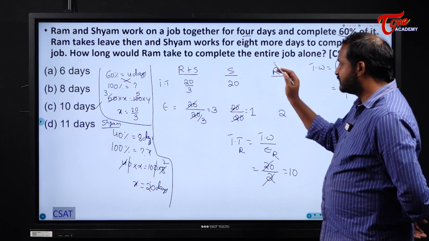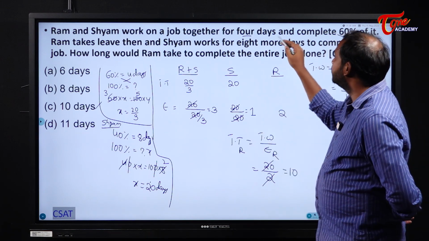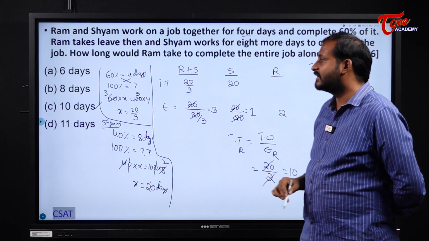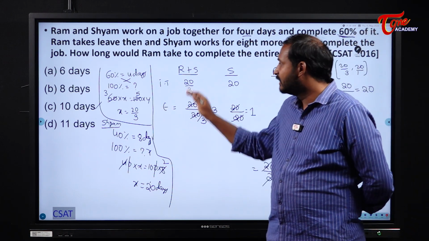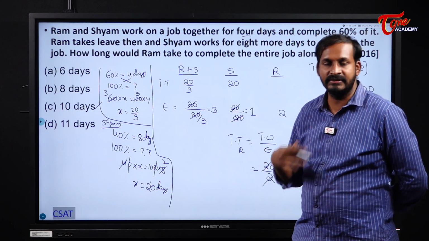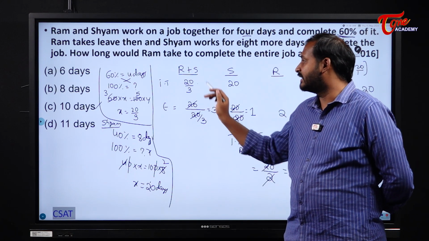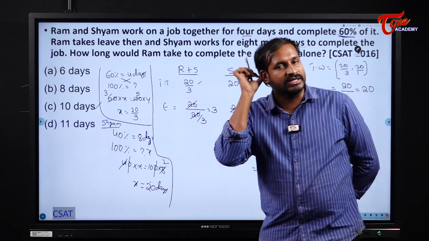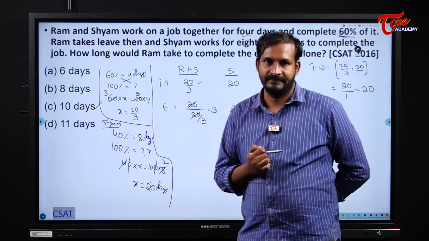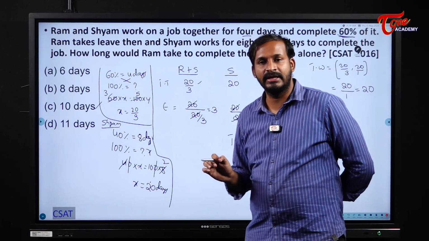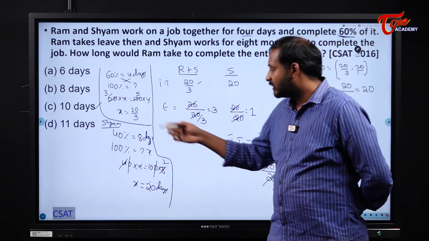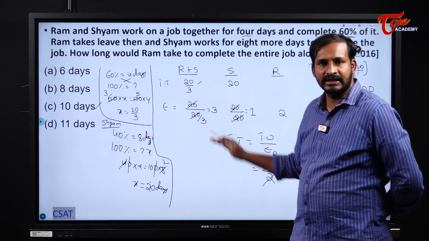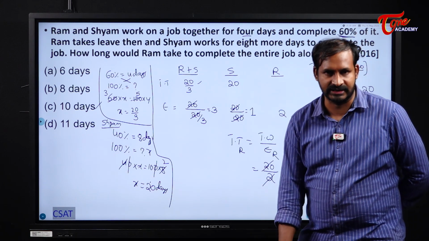So here students, instead of giving the data directly, we can give the data in an indirect manner. 60% in 4 days means 100% in 20/3. So Ram and Shyam can do the complete work in 20/3 days. Next, Shyam will do the remaining work. After finishing 60% work, the leftover work is 40%. So that 40% will be done by Shyam in 8 days. The total work will be done by Shyam in 20 days. Now after getting this data, the remaining process is similar to our previous steps only.